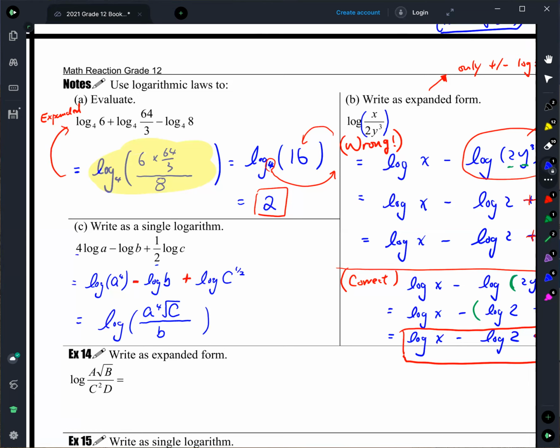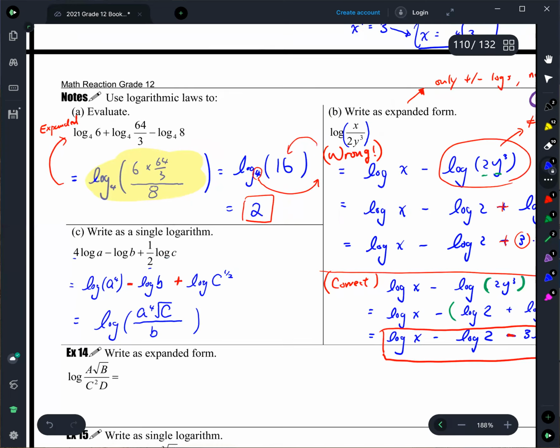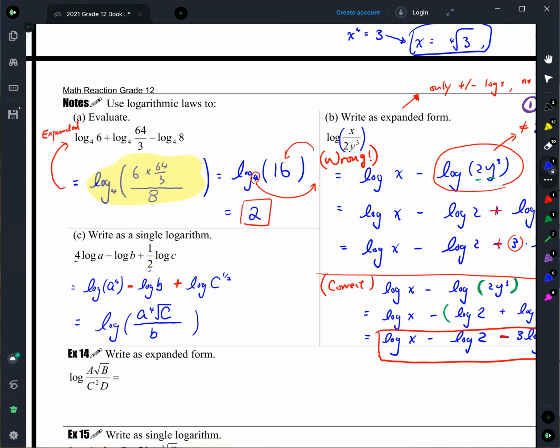C to the half, you can also write as square root. So this one, not so much of a trap. What you see is what you do, right? You see subtract, you put divide, put it at the bottom. You see adding, you put it at the top, numerator. So this one is pretty easy. There are more things to watch out for when you are trying to expand. Simplifying is usually easier.